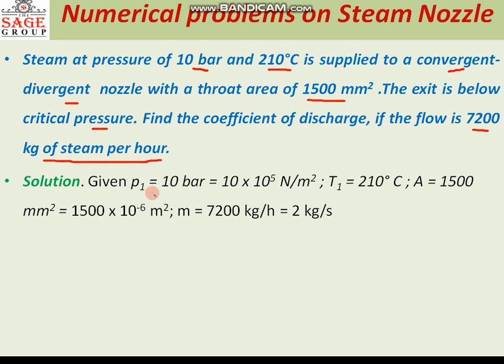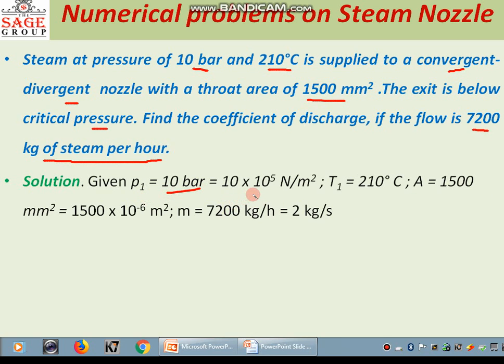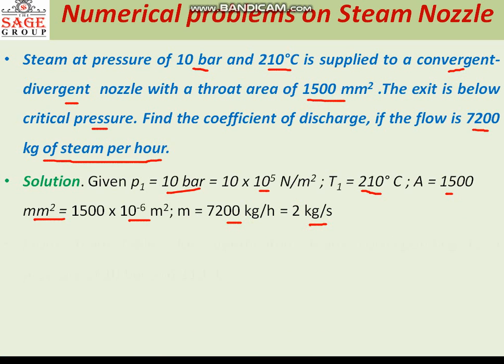Here given is pressure P1 equal to 10 bar, that is equal to 10 into 10 to the power 5 Newton per square meter. Temperature T1 equal to 210 degree centigrade, area A equal to 1500 square millimeter, that is equal to 1500 into 10 to the power minus 6 square meter. m is given as 7200 kg per hour, that is equal to 2 kg per second.